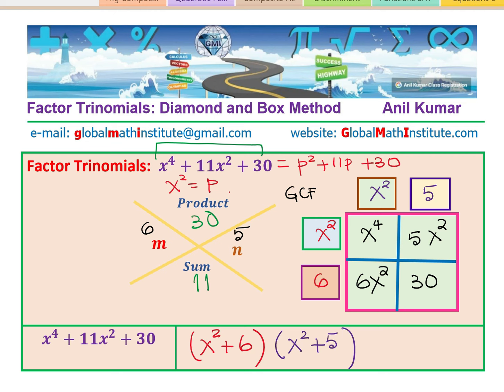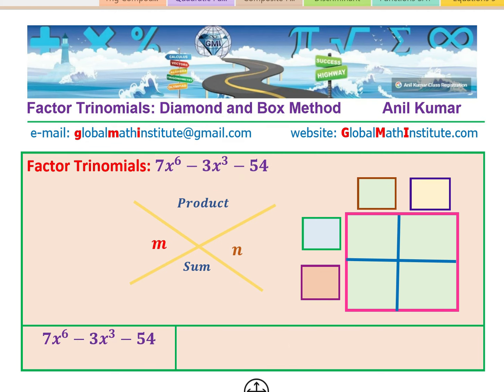So here you learn, if the degrees are higher, even then we can use this technique of diamond and box method. Very beautiful technique, a visual approach to actually solve difficult questions. Let's take another example to understand this technique, right? Even better. This time I am taking powers of 6 and 3. 3 times 2 is 6. So again, we can apply the same technique.